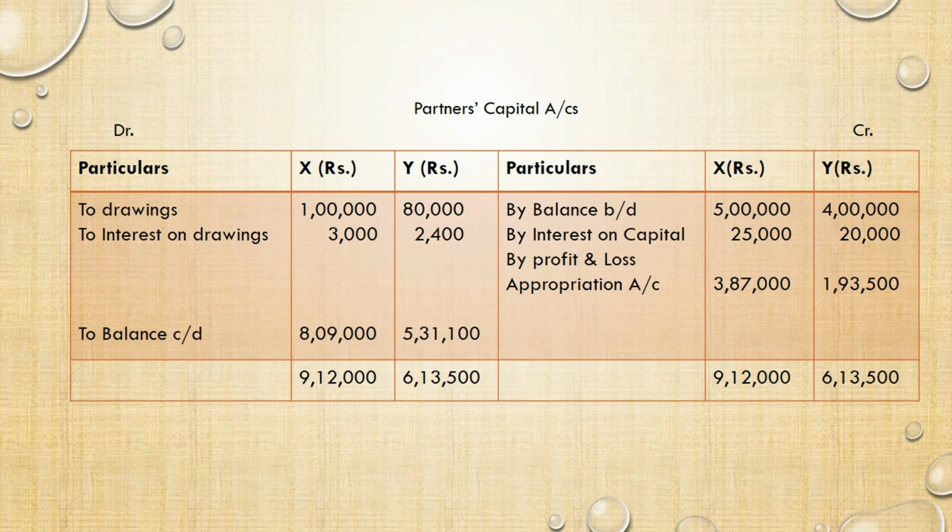There is one item which will not come in appropriation account. It will directly come in partners' capital account, and that is drawings. Drawings are not shown in appropriation account. It will directly come in the capital account. So if you are bringing the items across from the appropriation to credit side of capital account, and then from credit side of appropriation to debit side of capital account, don't forget to write drawings on the debit side.